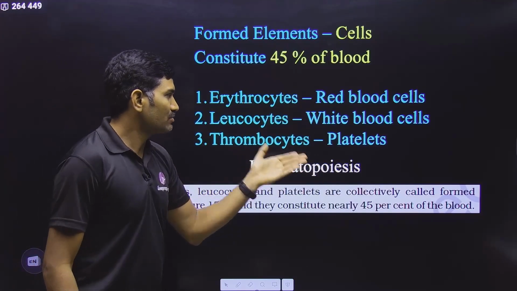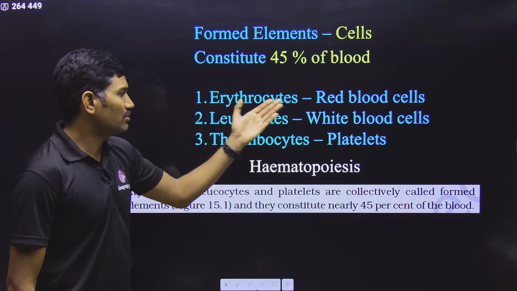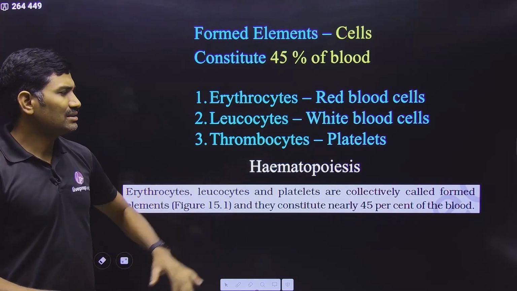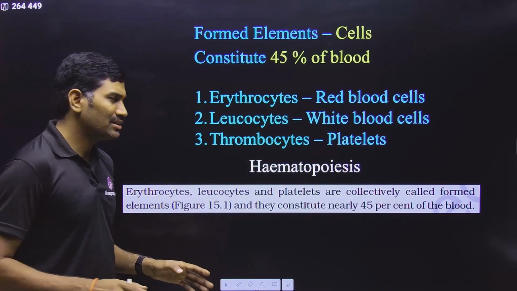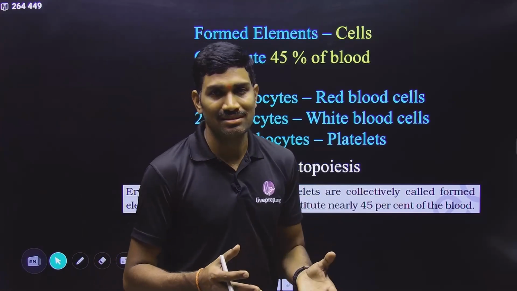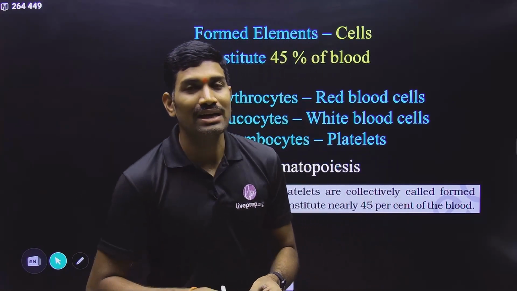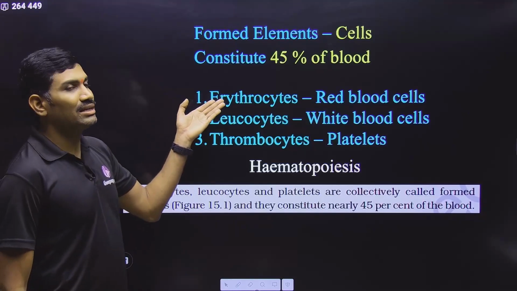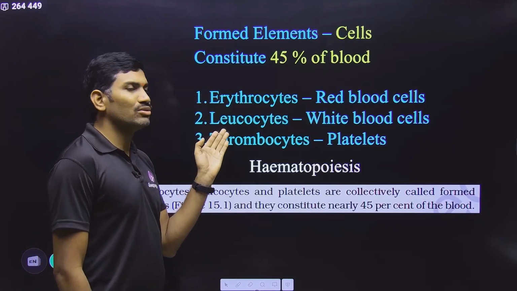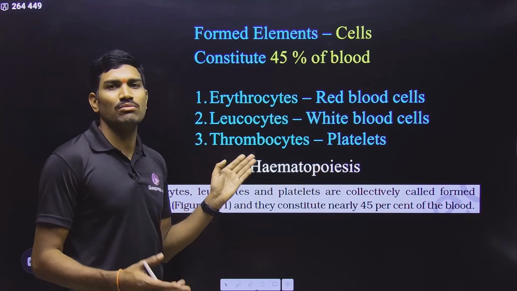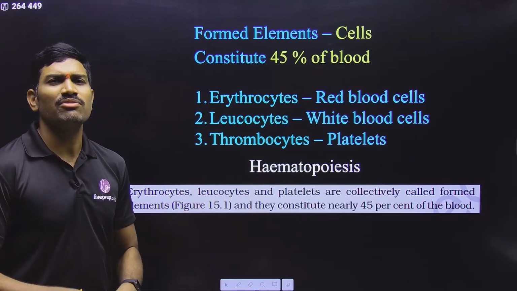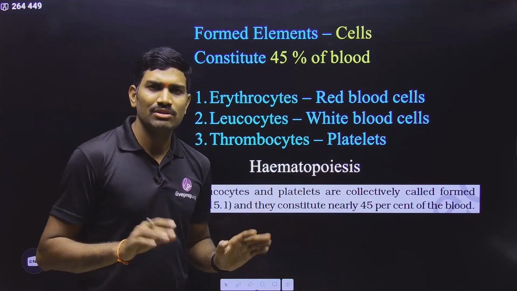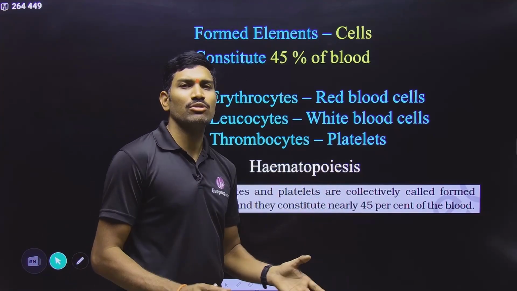Here there are three types of cells: erythrocytes, RBCs; leukocytes, WBCs; and thrombocytes, the platelets. In general, what is hematopoiesis? Hematopoiesis is the production of these blood cells. Specifically, for erythrocytes it is erythropoiesis, for leukocytes leukopoiesis, for thrombocytes thrombopoiesis. Separately you can use these, but for all the blood cells together, it is called hematopoiesis. The production of these blood cells is called hematopoiesis.